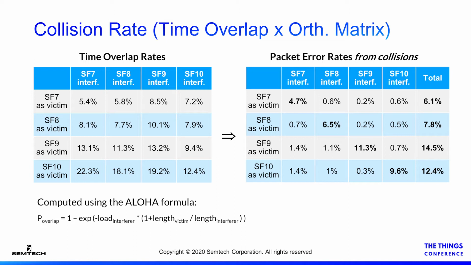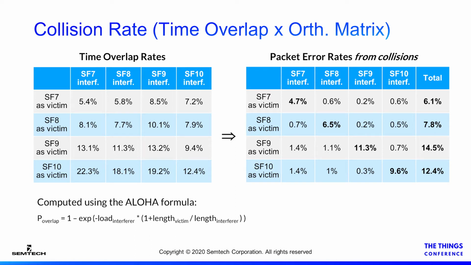So how do we compute the time overlap rates? There is a very well-known formula for ALOHA networks, meaning ALOHA stands for random access networks. The probability of time overlap is 1 minus the exponential of the load of the interferer times 1 plus the ratio of the time on air length, victim divided by interferer. With this formula, we put in the length of an SF7 and SF8 interferer to compute this box, and so on. We know the load of each. We measure it on the network, and we compute this matrix.